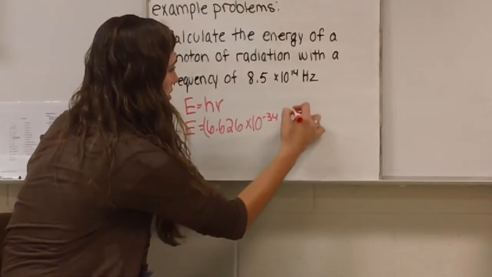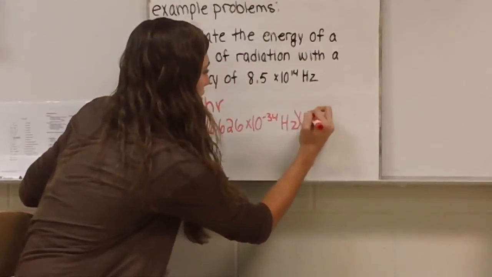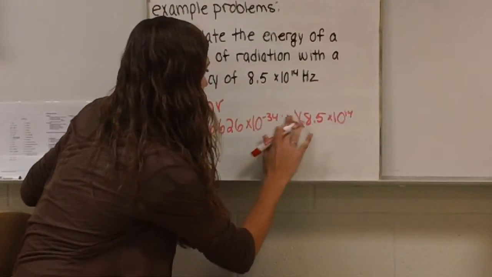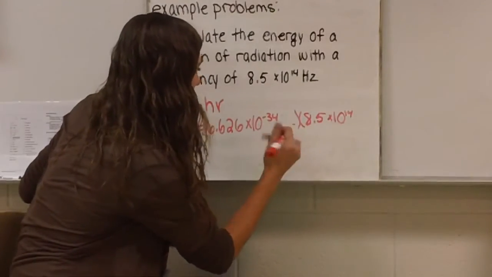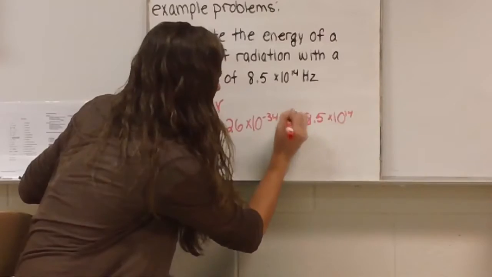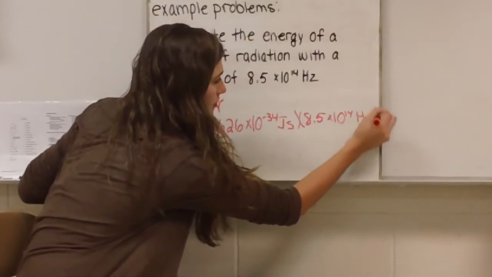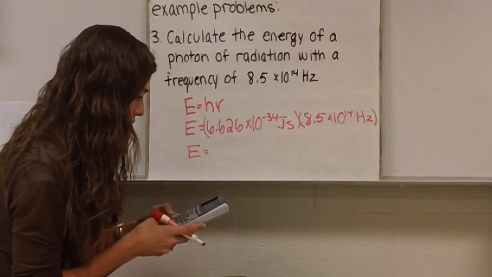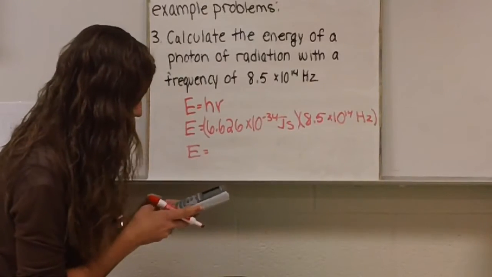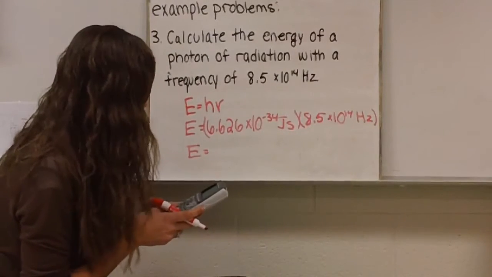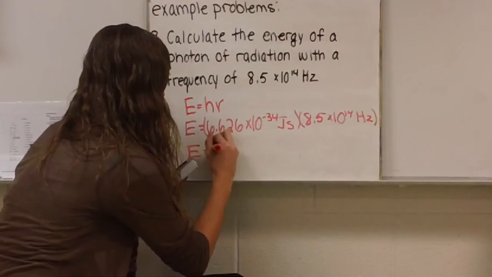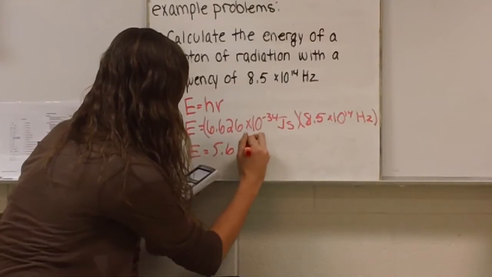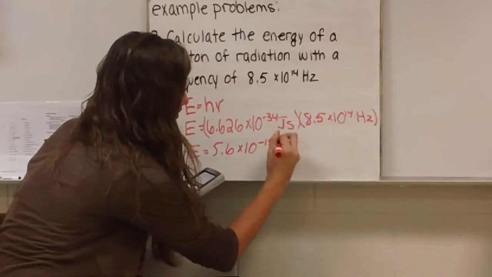joule seconds times our frequency, which was given. Planck's constant is not in hertz, it's in joules times seconds. And our frequency is in hertz. So our energy equals 5.6 times 10 to the negative 19 joules.